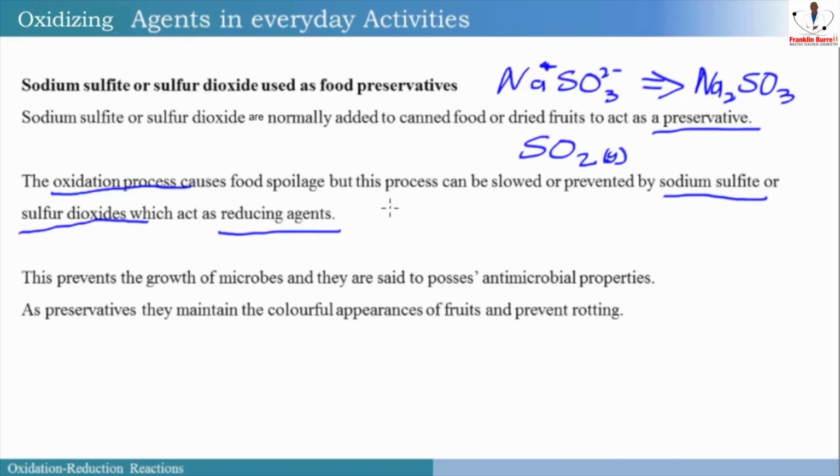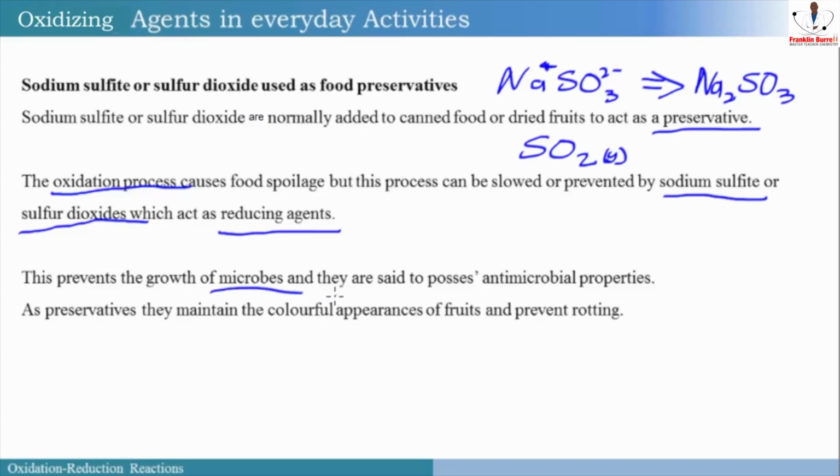If you look at oxidation, that process is going to cause the food to spoil. Well, the reducing agent is the substance that causes another substance to be reduced. So instead of being oxidized, the reducing agent is causing the substance to be reduced, which is really slowing down the oxidation process and preventing the spoilage of the food. So it really prevents the growth of the microbes.